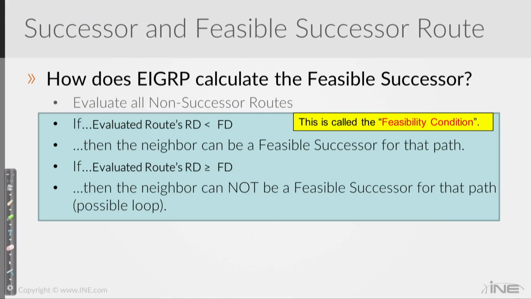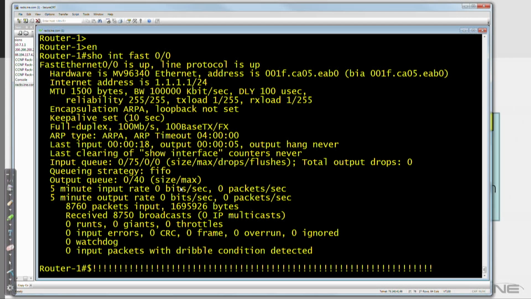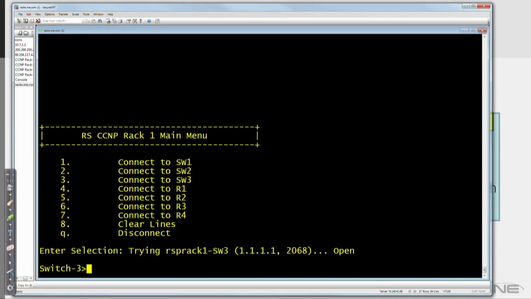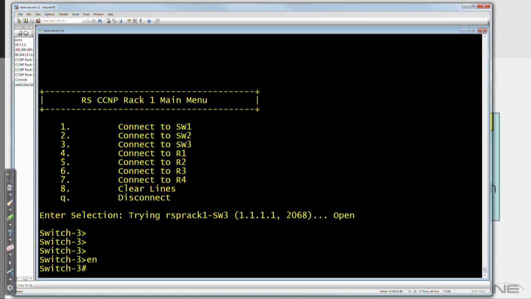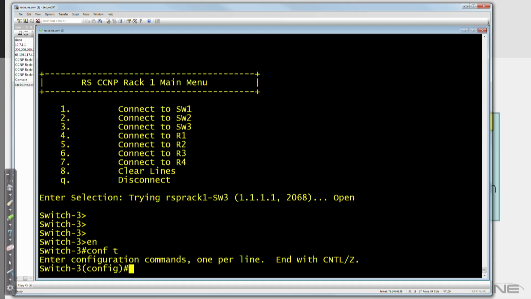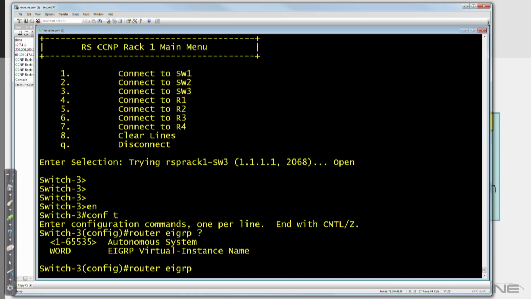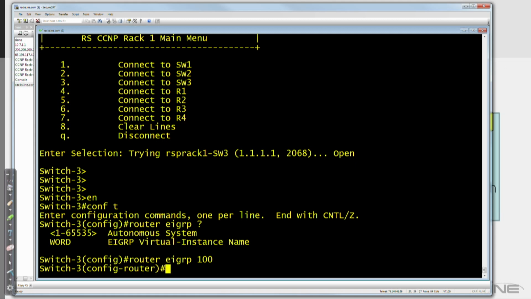All right. Okay, so let's start with switch 3. And here we're going to see our first EIGRP commands. At the global configuration level, you just type router eigrp, and then you have to put your autonomous system number. Now, like I said, it can be any number you want as long as it's the same on all the routers. So I'm just going to use autonomous system 100. I'm just used to using that in my labs all the time.